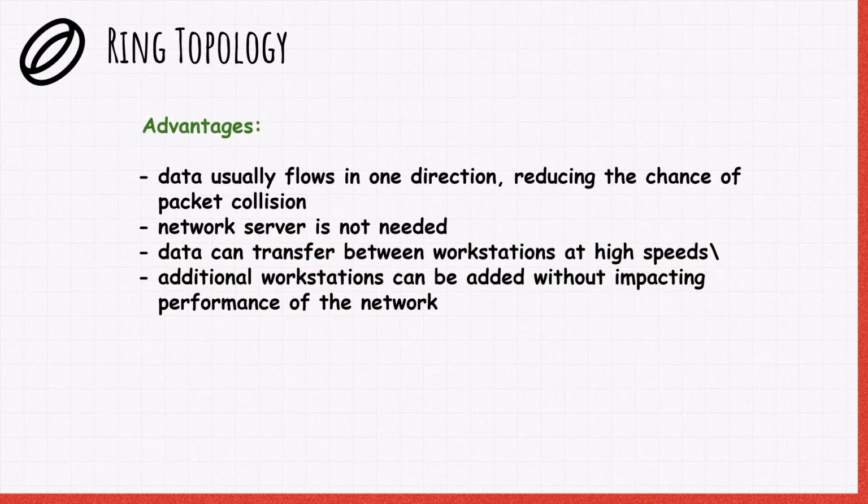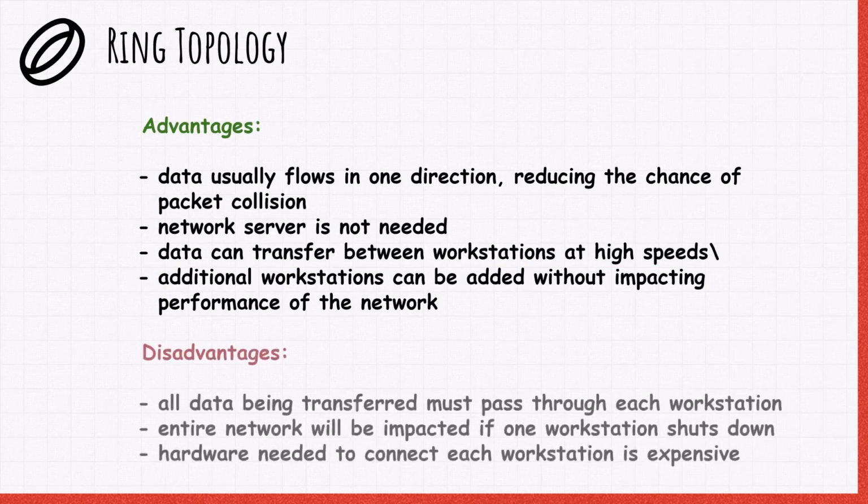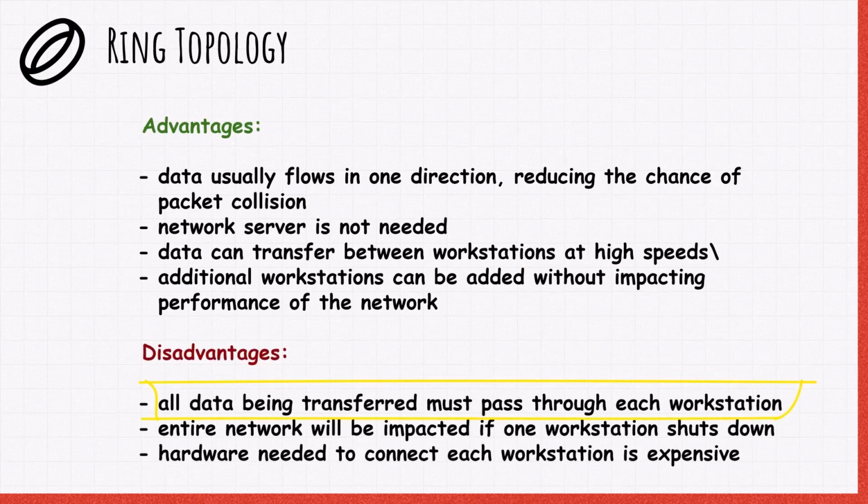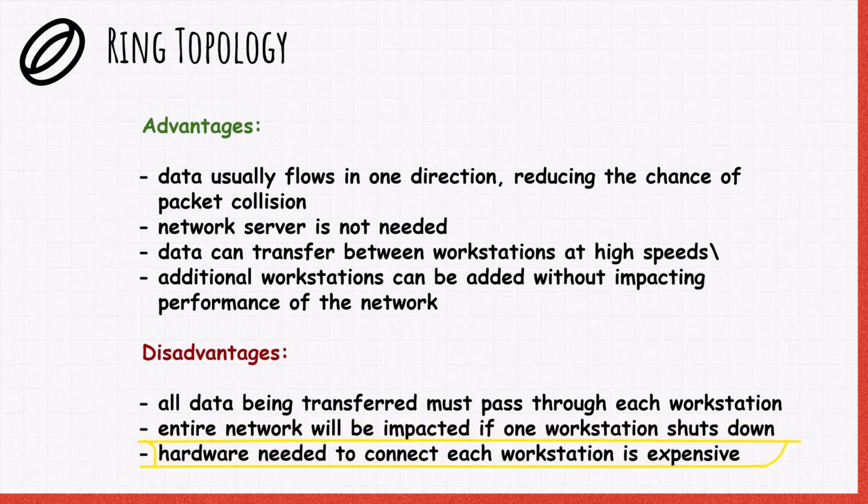Some of the disadvantages, however, would be that all the data that is being transferred over the network must pass through each workstation on the network, which can make it slower than a star topology. The entire network will also be impacted if one workstation shuts down. And it's important to note that the hardware needed to connect each workstation to the network is quite expensive.